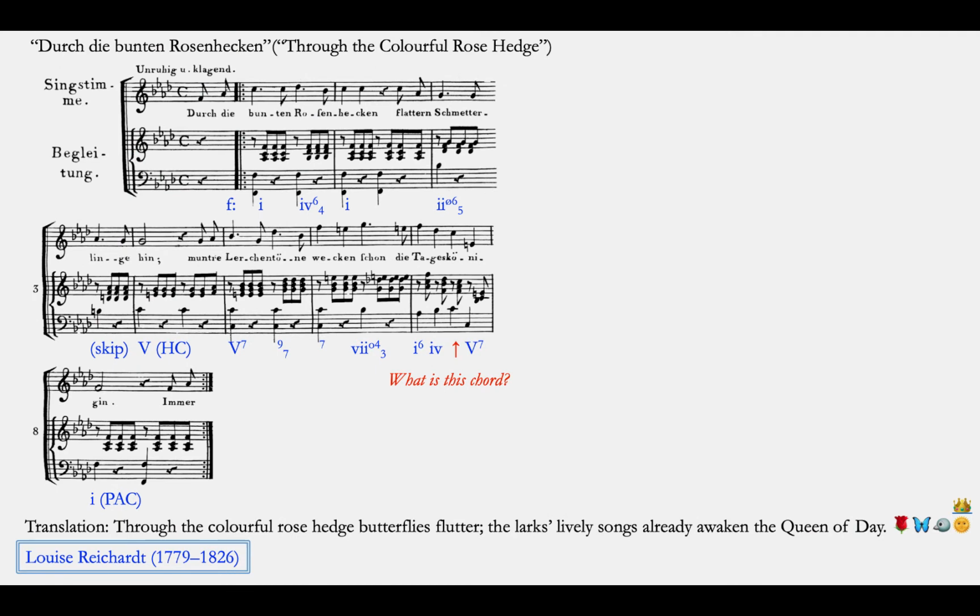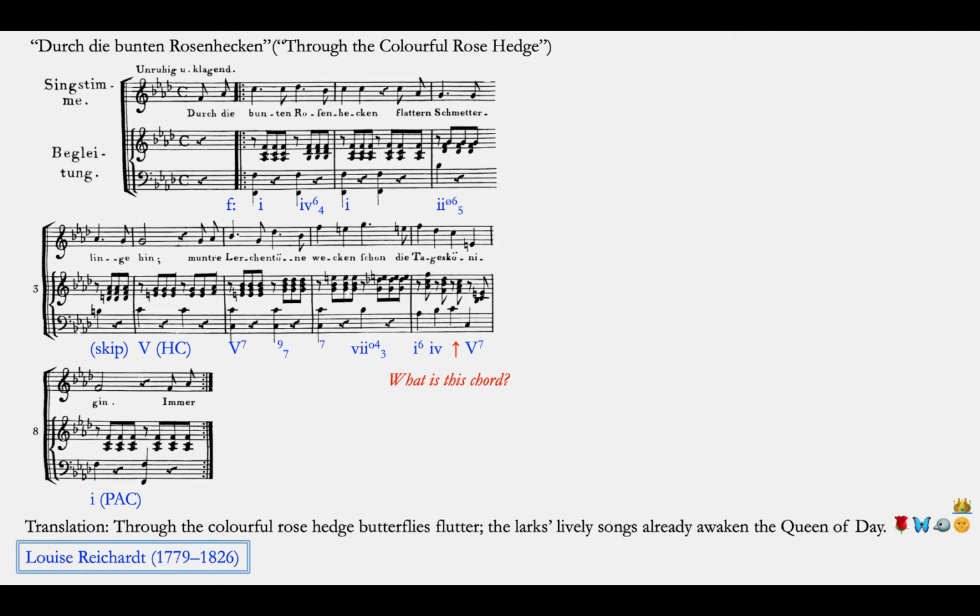Let's turn back to this art song by Louise Reichardt. We were analyzing the passage at the end of this excerpt, measures 7 and 8, and we talked about the bass line 3, 4, 5, 1. And we mentioned that the arrival on scale degree 5 in the bass usually represents the arrival of the dominant harmony. Last week we skipped the chord on beat 3 and went directly to the chord on beat 4.